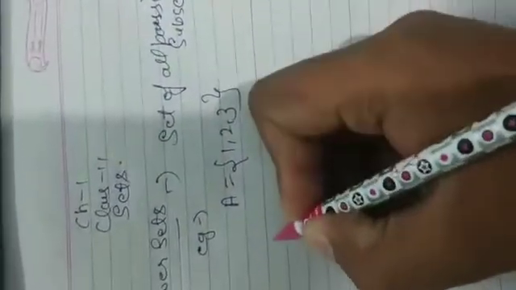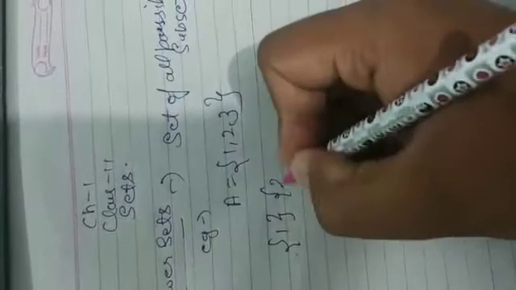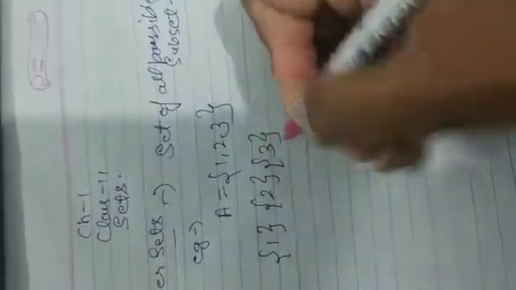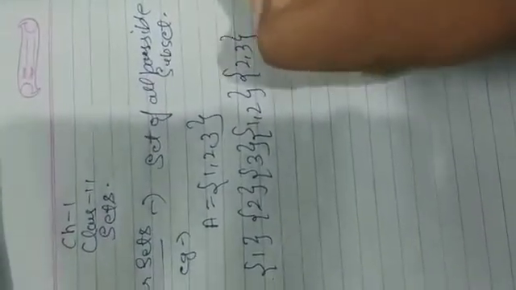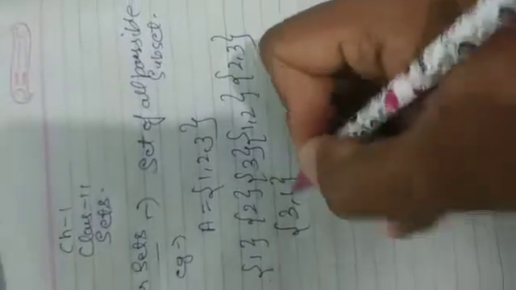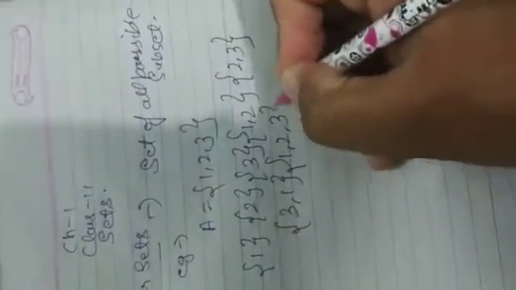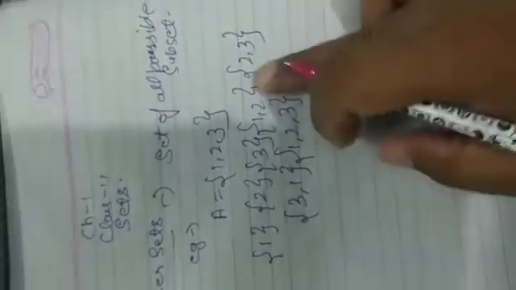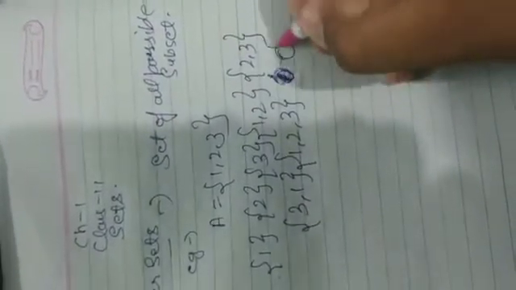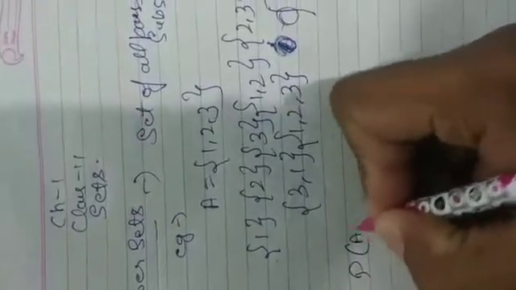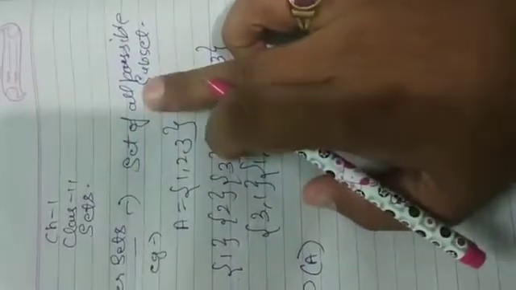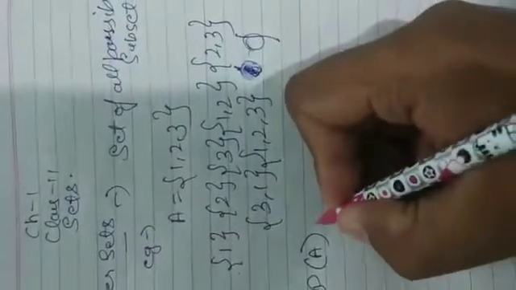So the subsets of set A are {1}, {2}, {3}, {1,2}, {2,3}, {3,1}, {1,2,3} and the empty set. So these are all subsets of A. Now we can represent the power set as P(A). Its definition is the set of all possible subsets. It means we have to make a set of these subsets.